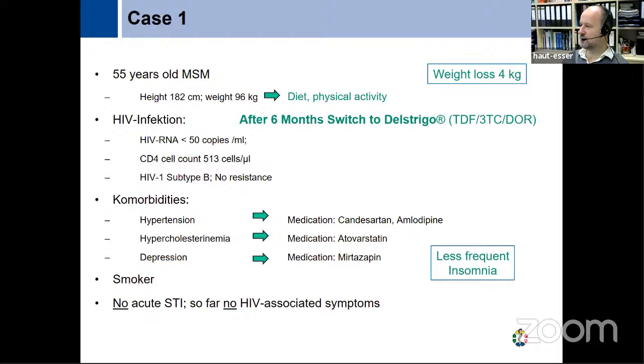So we can't say it's only the switch to Delstrigo that is the reason for the weight loss. Our experience is if you switch to Delstrigo, they don't lose any weight if they don't start any other activities like physical activity or a diet, but you can stop a further weight gain with Delstrigo. But if you want to have a weight loss, you have to add other interventions, or you don't lose any weight. The other advantage of the switch was he has less frequent insomnia, so the patient was more satisfied. The switch was not associated with any efficacy problems. The patient still has a viral load below the level of detection. He has a further increase of CD4 cell count, and so he has no virological failure.